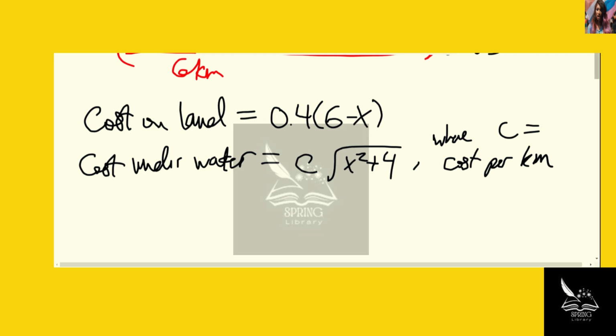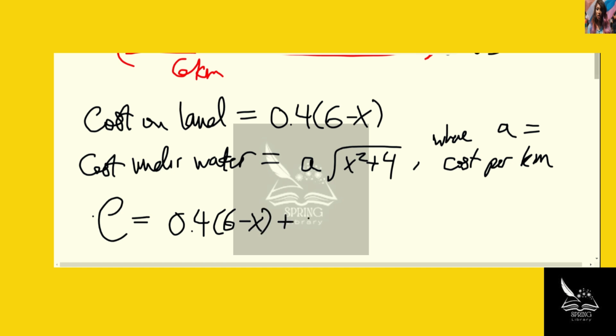And therefore, the total cost, which I'll call big C, actually, let's choose a different parameter because it's going to be too hard. Choose the parameter a. So a will be the cost per kilometer. And so big C, the total cost, is going to be the cost on land, 0.4 times 6 minus x, plus the cost underwater, a times the square root of x squared plus 4.